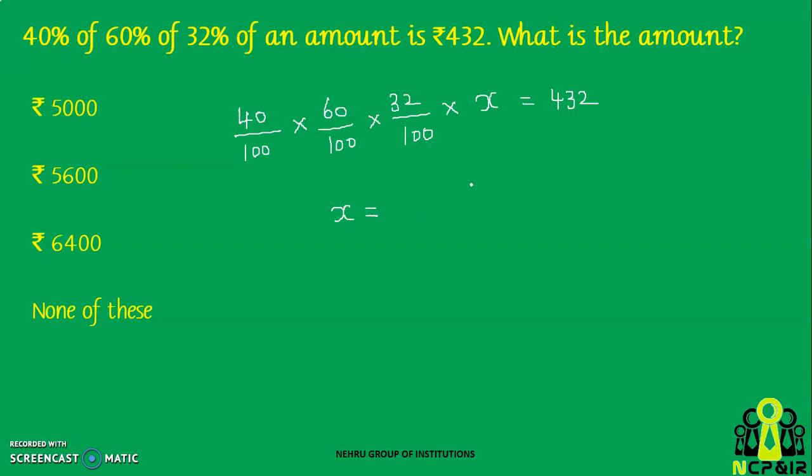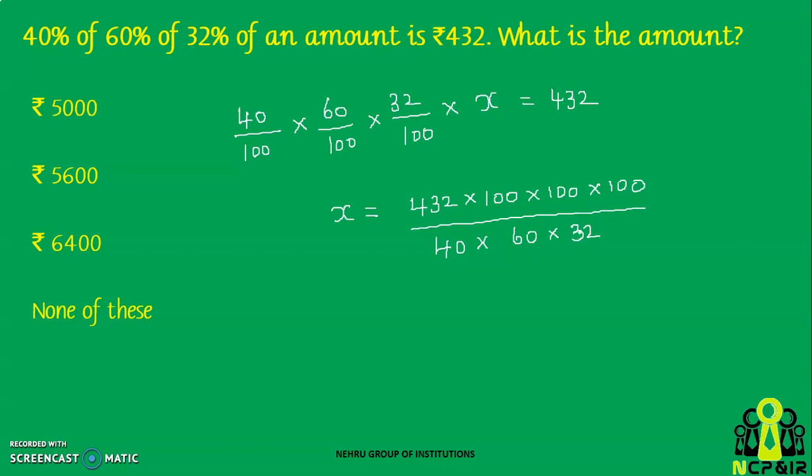So x will be equal to 432 into the hundreds, the 100s will go to the numerator, into 100 into 100 into 100 divided by 40 into 60 into 32. So whenever you see a simplification like this, don't panic. That is why we had this module called simplification, as a part of this problem. So I told you it will be a part of the solution in a future problem. So now we are going to do that.